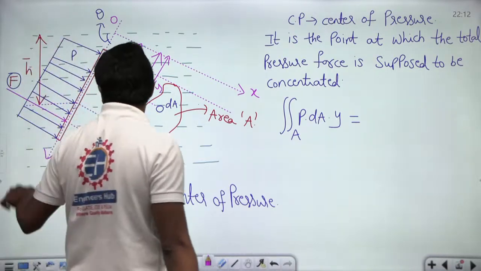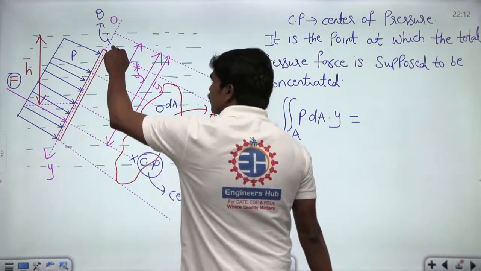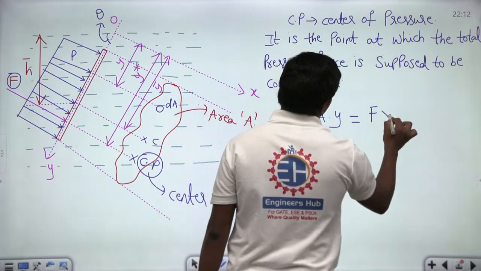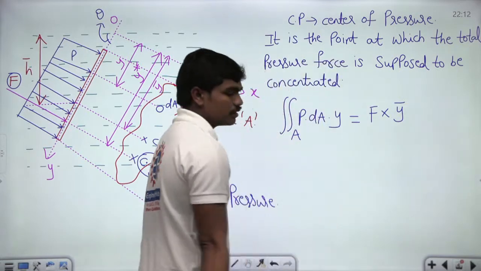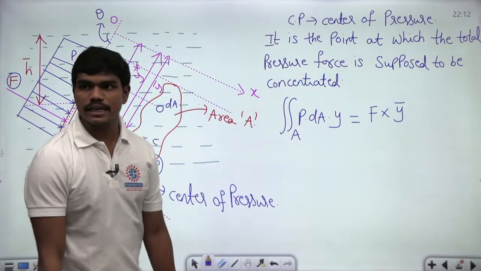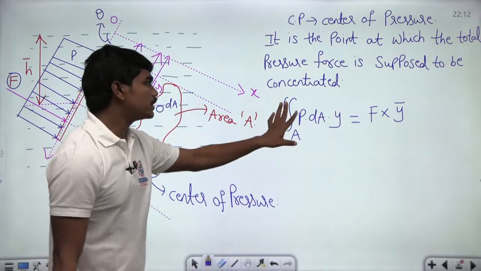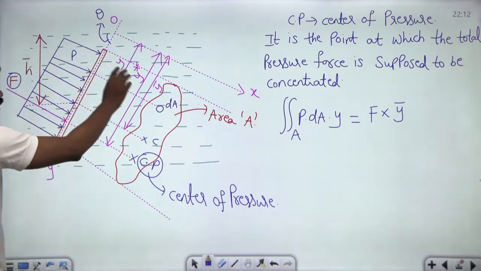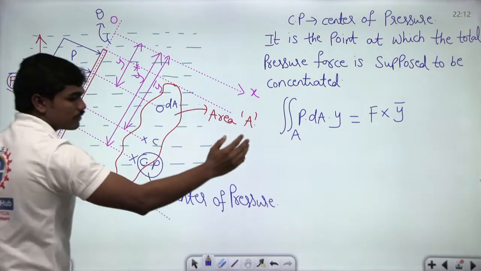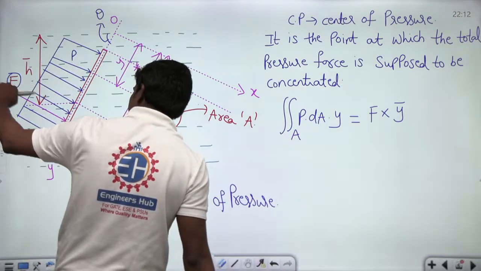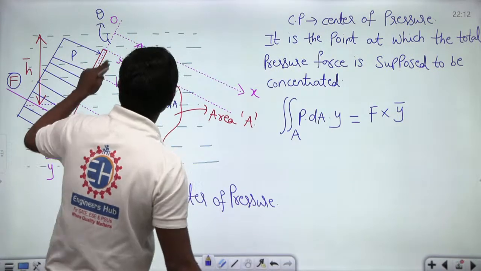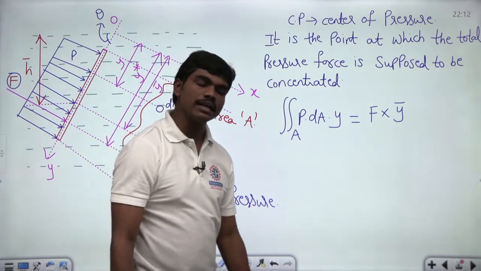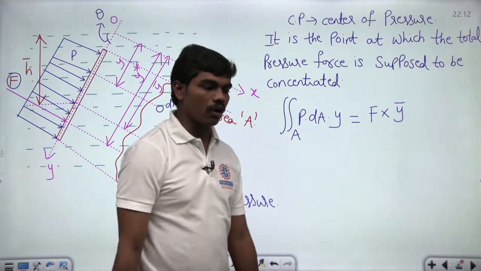If this is the case, then the moment of the total force F about this hinge is given by F into y bar. Can you all understand this equation? If you can, that is pretty good, because the total moment caused by the pressure force on the total area A should be equal to the moment caused by a single force F about this point O. So, this is the equation that we have. If you are clear till this point, then we will go for the derivations.